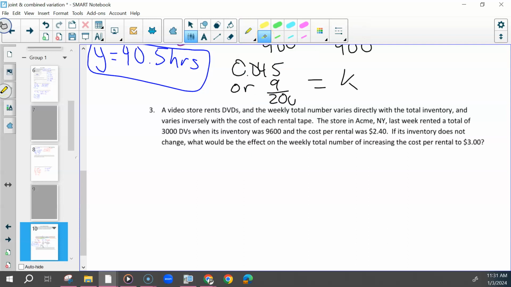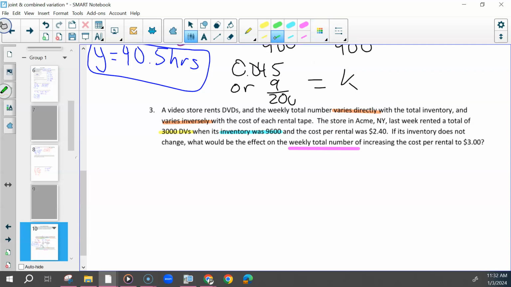Varies directly. I heard multiple things. Varies directly, I heard, and what did you think? Weekly total numbers is what we're looking for. What else is important? 3,000 DVDs. Okay. Inversely, the 9,600. And the cost per rental.